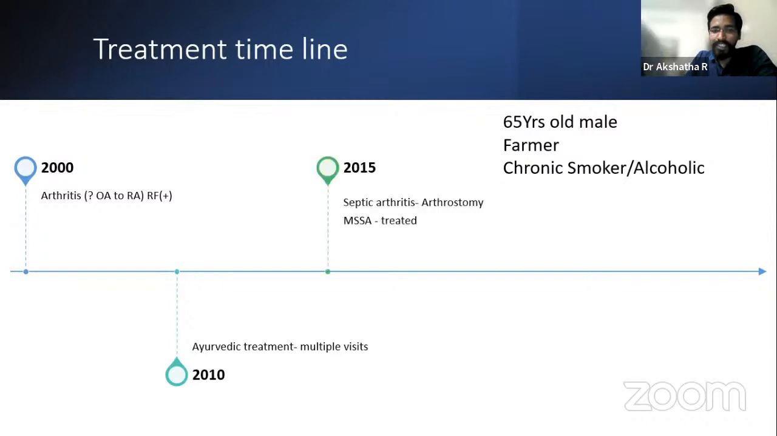Again, he went for Ayurvedic treatment and he did not get much benefit from medicines. In 2015, he had septic arthritis of the right knee, which did not improve with medications, and then he went for arthrotomy and was diagnosed with MSSA bacteremia at that time, and he was treated adequately. After that, one year back, he had a viral illness, dengue fever with thrombocytopenia, which improved with supportive management.